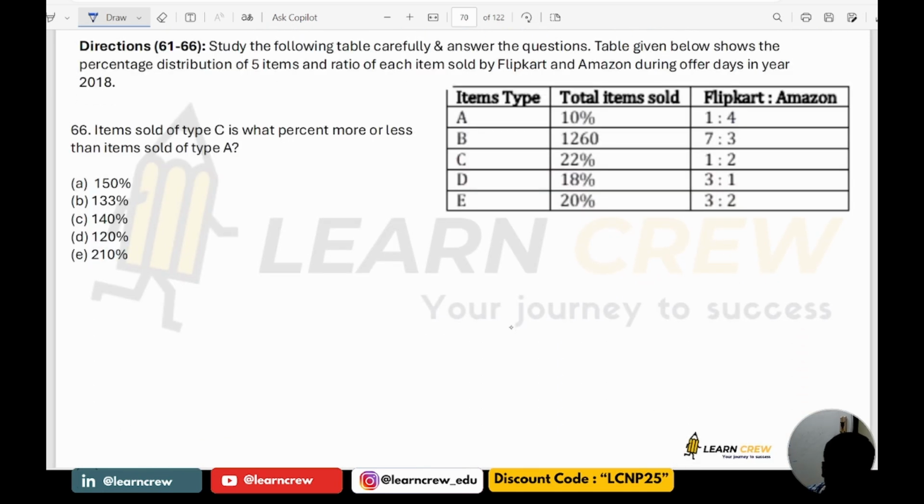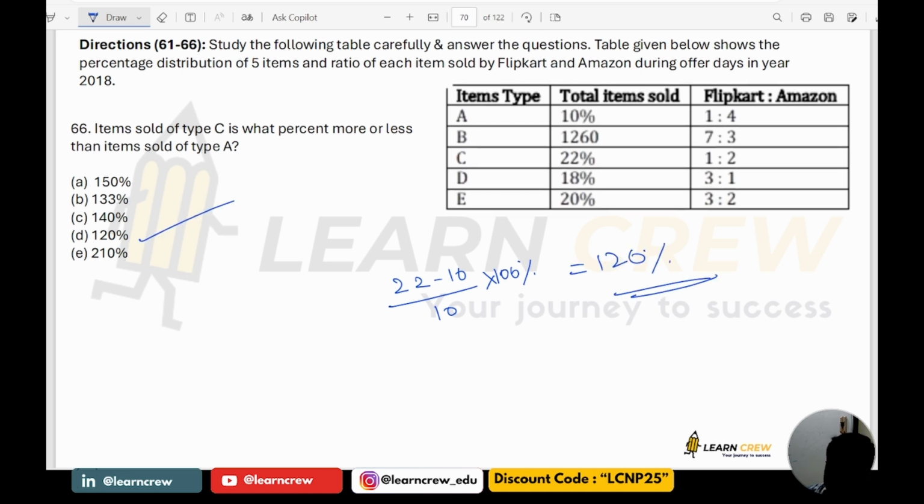Now question number 66. Item sold by type C. Type C, how much? 22%. Is how much percentage more or less than A? Difference by base into 100. You are going to get it as 120%. So answer is option D.